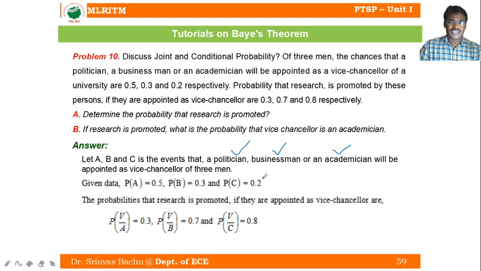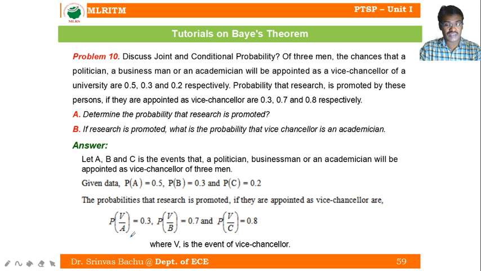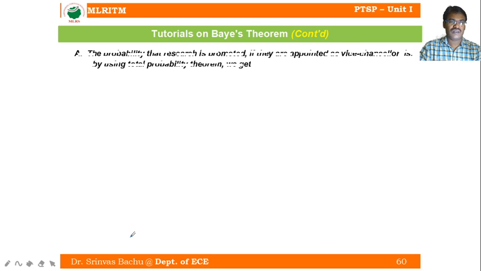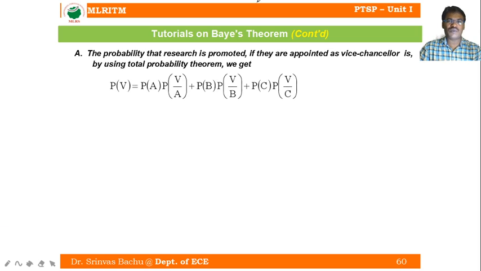The probability that the research is promoted is given if they are appointed as vice chancellor. So the probability of research promoted given the vice chancellor is a politician, given a businessman, given an academician. So they gave everything. Now V is the event vice chancellor, I consider. Now the question is the probability that the research is promoted.